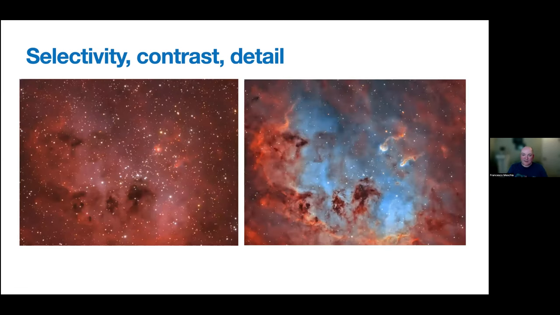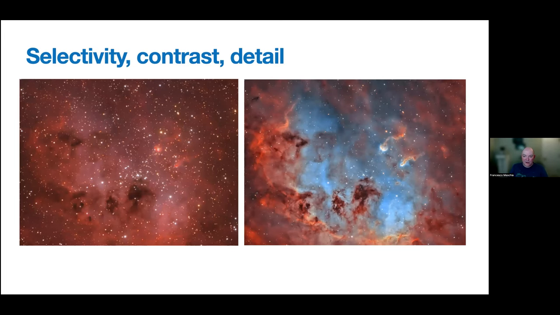Another example is here. This is the famous, I can't remember the catalog number, but it's the Tadpoles Nebula. Again, on the left with an OSC, and on the right in a bicolor palette. It's HOO, so hydrogen and oxygen. Look at how the two tadpoles, you have to almost make an effort to see where they are in the OSC camera. And they are very contrasty, on the other hand, in the narrowband image.